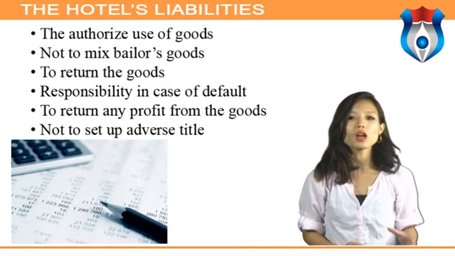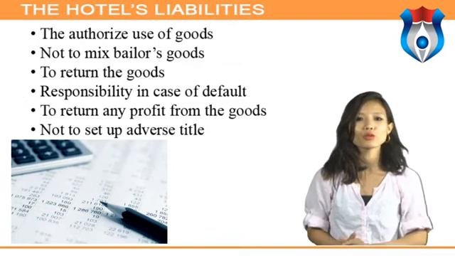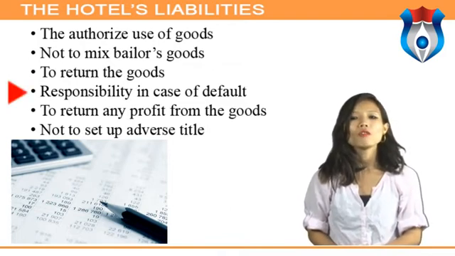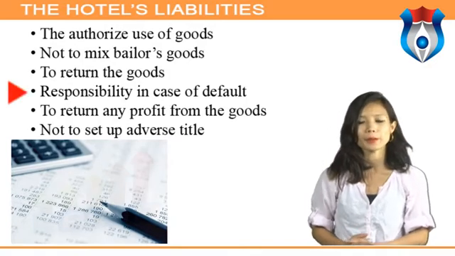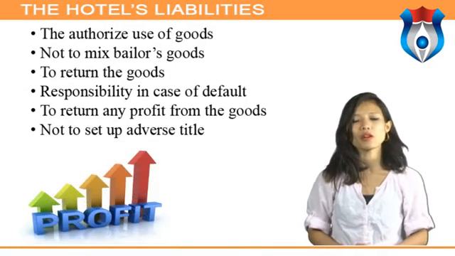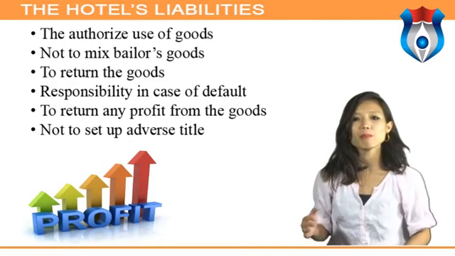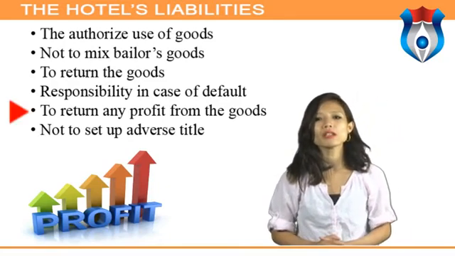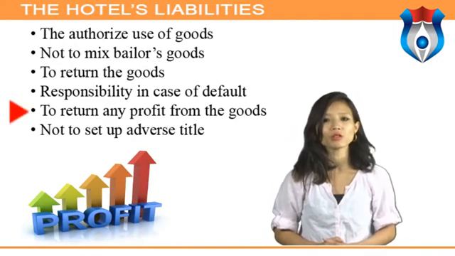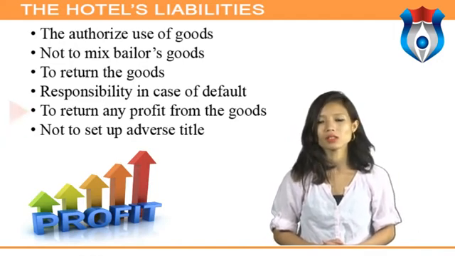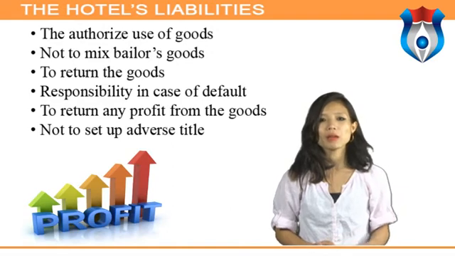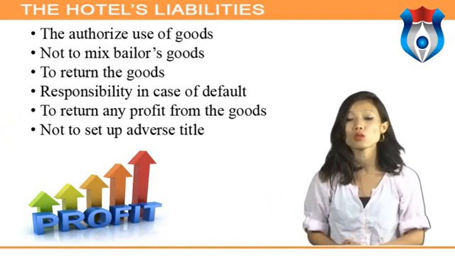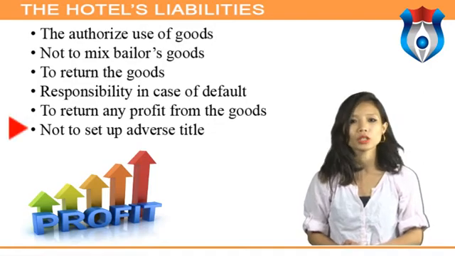Responsibility in case of default. If the goods are not returned, delivered or tendered due to default of the bailee, he is responsible to the bailor for any loss of the goods from that time. To return any profit from the goods. The bailee is bound to deliver to the bailor, or according to his direction, any increase or profit which may have occurred from the goods bailed. Not to set up adverse title. The bailee has no right to deny the bailor's title or set up against the bailor his own title or the right of a third party.